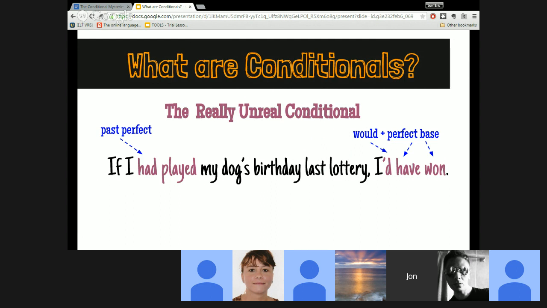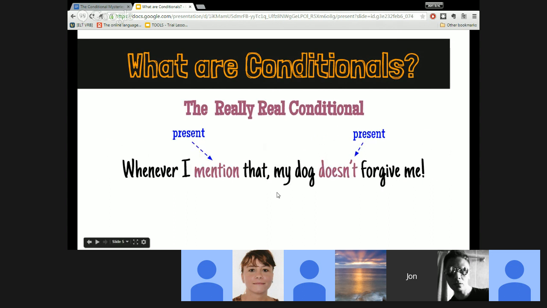There's one more. What about the really real conditional, the zero conditional? Does anyone want to take a guess about the zero conditional? Yes. Okay, you'll try. The zero conditional is present. The result is in the present. Okay, so let's take a look. There it is in the chat window. Boom. Jose, read that for me.